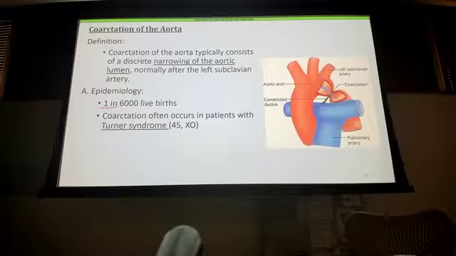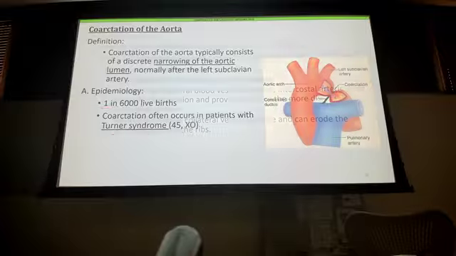And what's interesting is it can actually be associated with Turner syndrome, which is 45,XO, meaning that the second sex chromosome is missing. They only have the one sex chromosome, and that is Turner syndrome. So if somebody has Turner syndrome, they are at higher risk of having coarctation of the aorta. Okay? So there is a genetic predisposition to this.